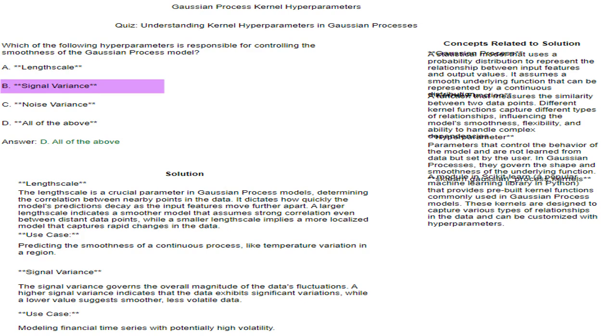True. Signal variance. The signal variance influences the overall scale of the data fluctuations, not directly the smoothness. While a high variance implies larger variations in the data, it doesn't necessarily mean the model becomes less smooth. True. Noise variance.